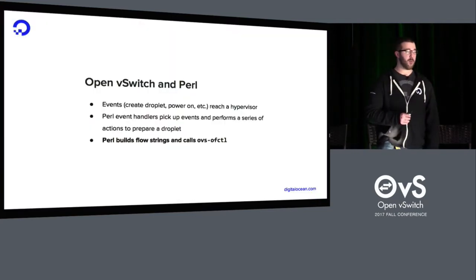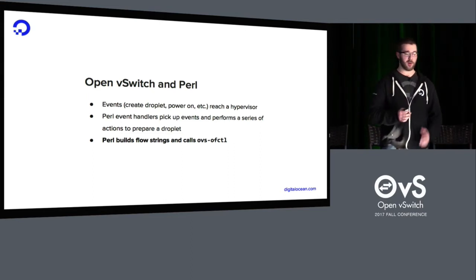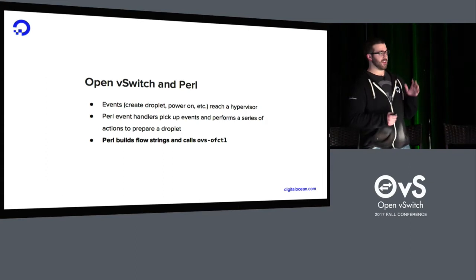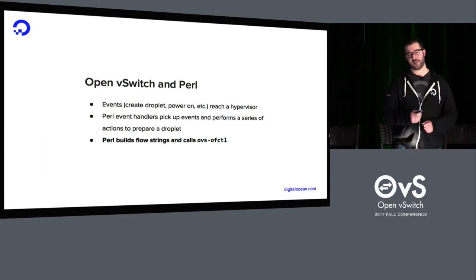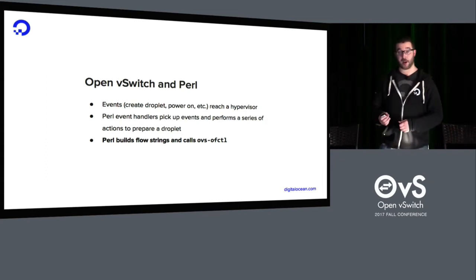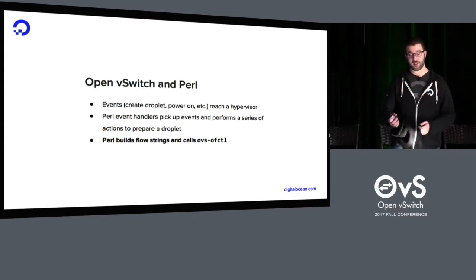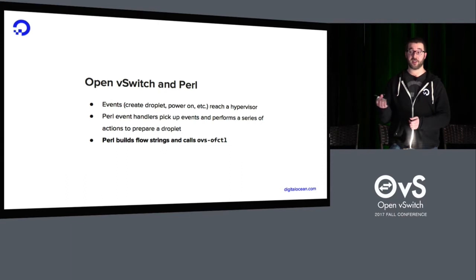To start, we used vSwitch with Perl. A lot of our backend code at the time was written in Perl. So in this scenario, events such as creating a droplet, powering it on, powering it off, what have you, reached a hypervisor. And these Perl event handlers pick up these events and perform some series of actions to prepare a droplet for existence. Finally, Perl builds a series of flow strings and calls out to the OvS CTL tool.